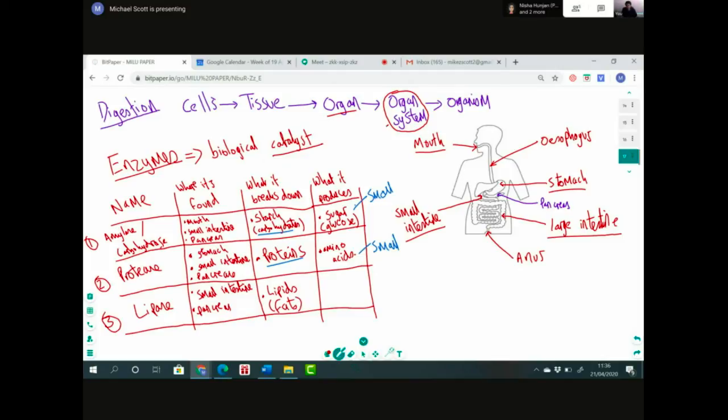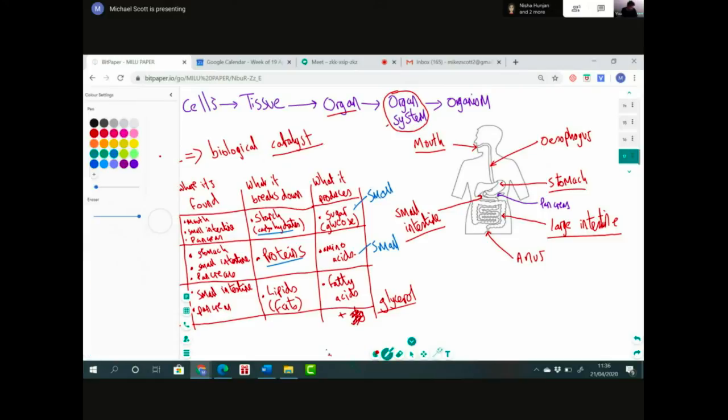And when we break down these fats using lipase, the fats break down into something we call fatty acids. And we also produce another molecule, which for some reason a lot of students tend to forget, but it's called glycerol. Glycerol. So these are the three enzymes that are involved in digestion.